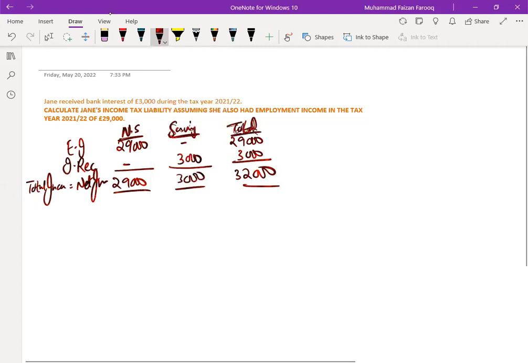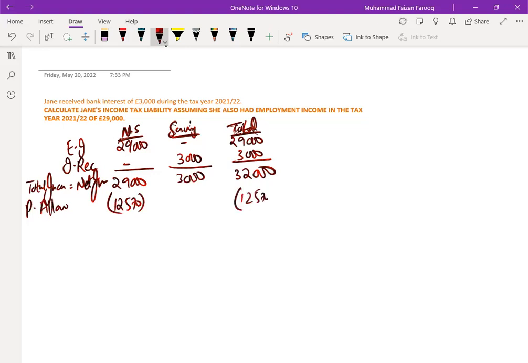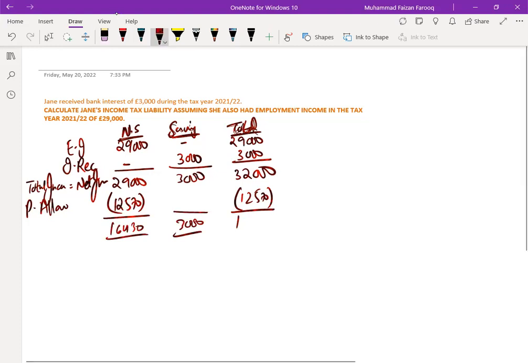Now the next thing is, we will deduct personal allowance to get taxable income. How much is the personal allowance? 12,570. Left with how much? 16,430. Total income is 19,430 less 12,570, so taxable income is 16,430.